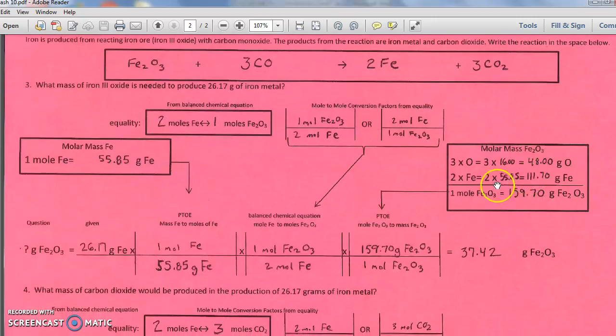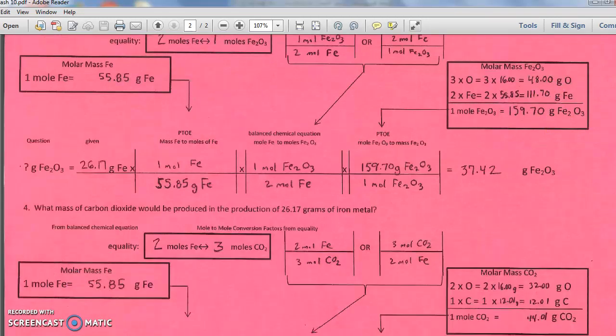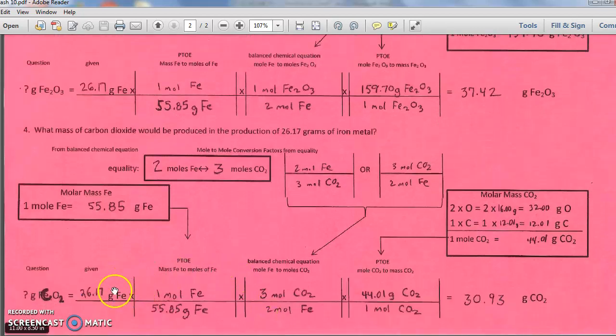So if we're looking at this right here, they said that we're still going to produce 26.17 grams of iron, but how much of the pollutant carbon dioxide would be produced in this process? We're still starting with 26.17 grams of iron. The initial step is going to be the exact same.